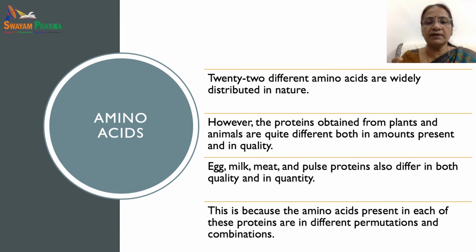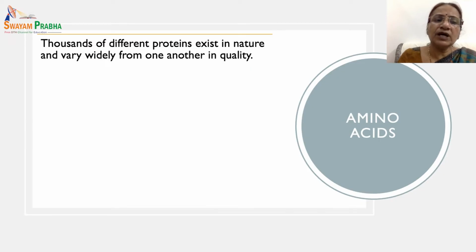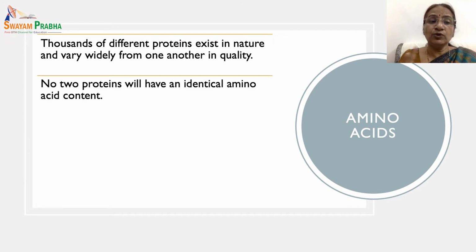This is because the amino acids present in each of these proteins are in different permutations and combinations. Now, thousands of different proteins exist in nature and vary widely from one another in quality. No two proteins will have an identical amino acid content.